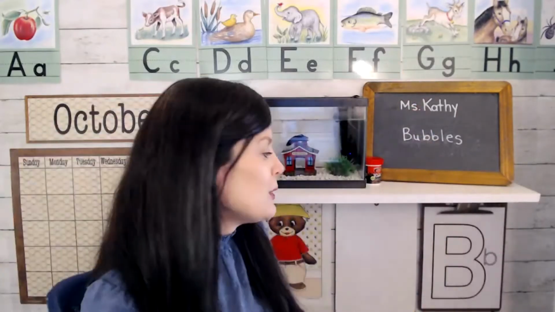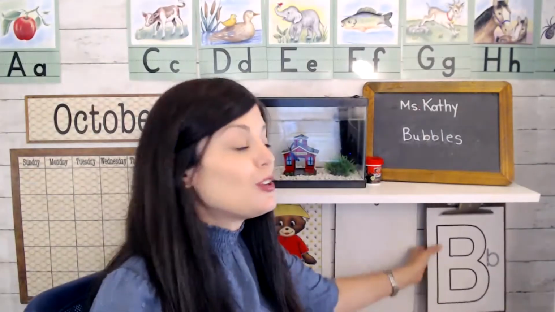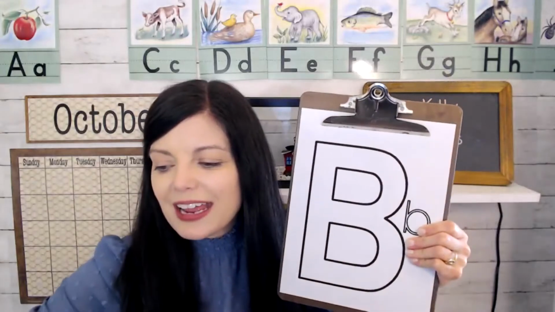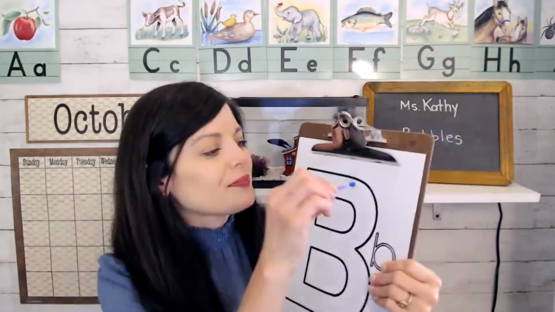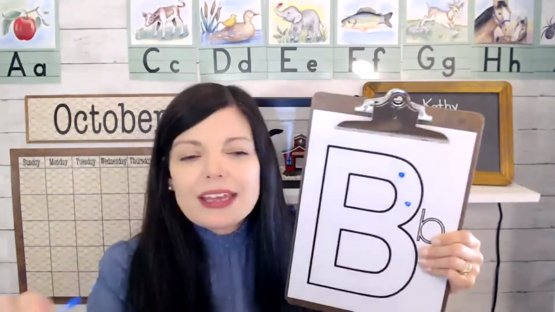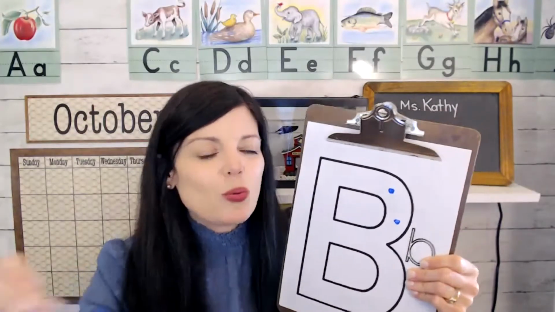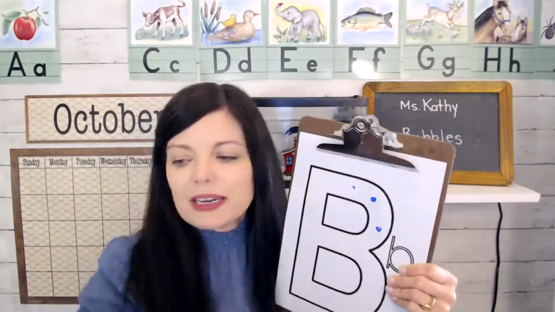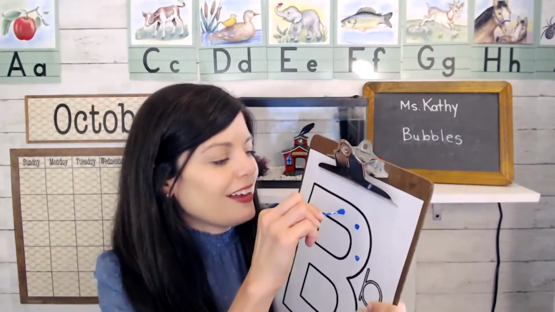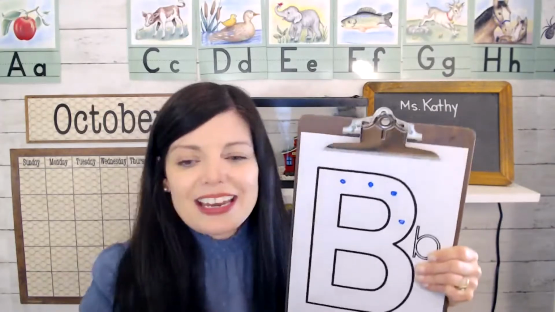Well, we're going to decorate the letter B today with blueberries. I'm going to be using some blue paint and a Q-tip to make my blueberries. So let's do that right now together. You can decorate your letter B any way you'd like to. This is just one idea, but a Q-tip makes a really great blueberry maker if you want to decorate it in this way.